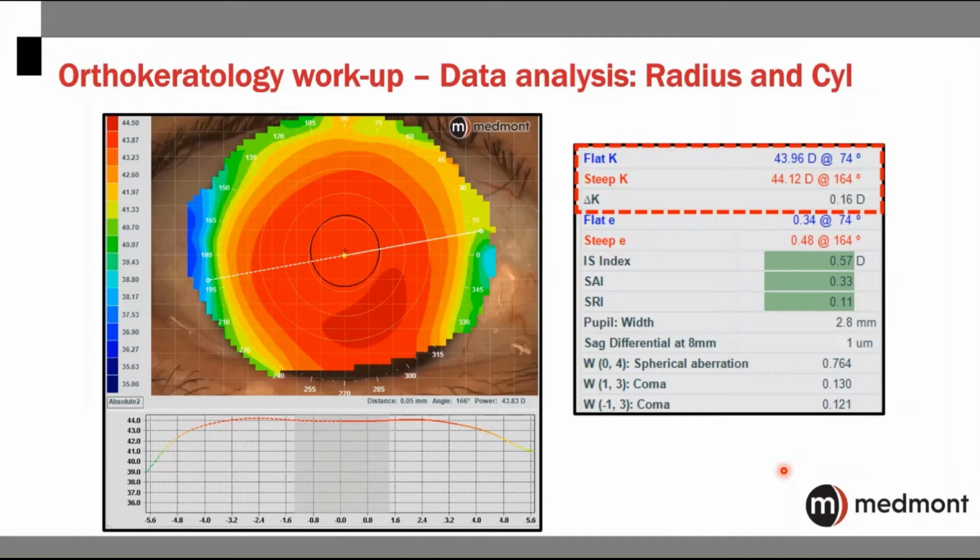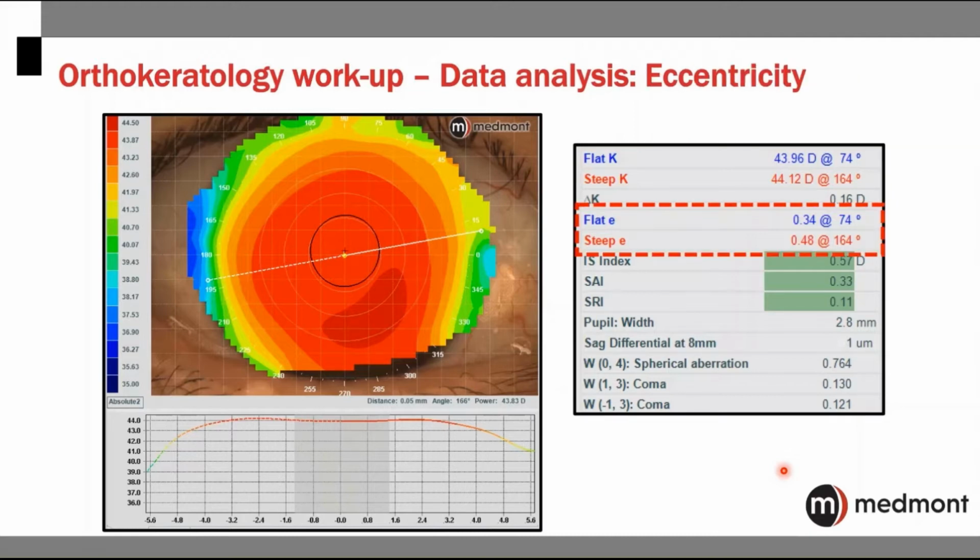Now, when we assess the metrics of the topography, what are some of the things we look at pre-ortho-K? And of course, the K readings. How steep or flat is the cornea is one of the considerations. The steeper the cornea, the better the candidacy for ortho-K. Flatter corneas tend to be tougher to squeeze out more effect. This patient has a slightly steeper than average cornea, so that would make it a good candidate, along with the low corneal astigmatism certainly would suggest we have a very straightforward case for ortho-K.